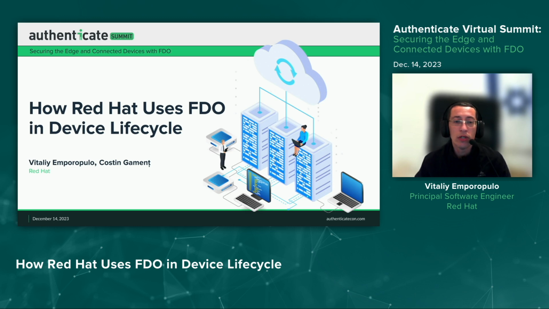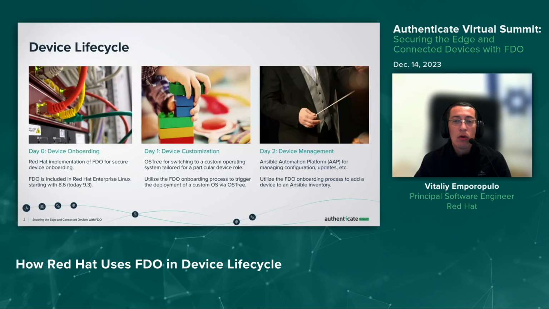We are not going to show a demo, but rather share our vision, the tools we build around FDO, and talk about Red Hat's implementation of FDO. So we recognize three phases in the device lifecycle here at Red Hat. Day zero is device onboarding. Obviously, FDO is good for secure device onboarding. And we have our own implementation of FDO, which is part of Red Hat Enterprise Linux, starting with 8.6, and today it's 9.3, the GA version.